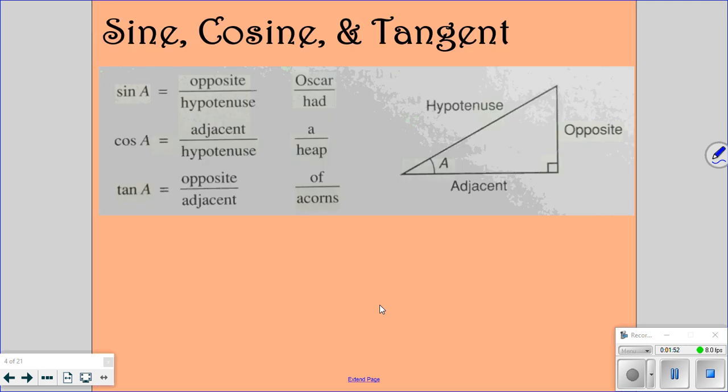So sine is always opposite over hypotenuse. Cosine is always adjacent over hypotenuse. And then tangent is always opposite over adjacent.